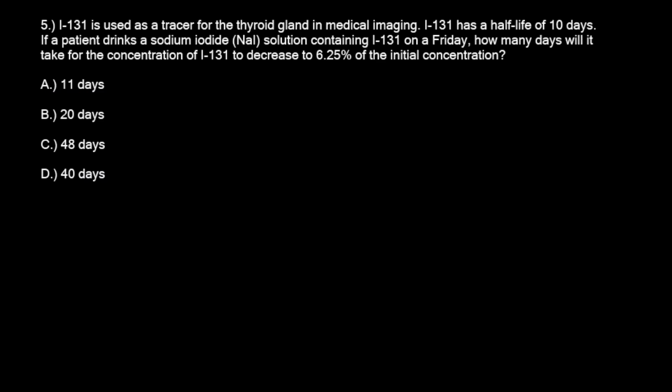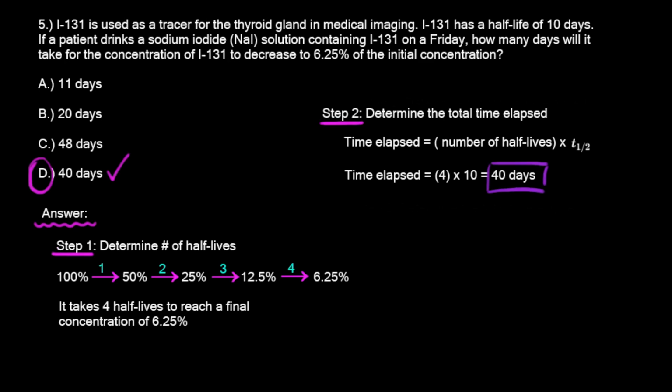The final question says I-131 is used as a tracer for the thyroid gland in medical imaging. I-131 has a half-life of 10 days. If a patient drinks a sodium iodide solution containing I-131 on a Friday, how many days will it take for the concentration of I-131 to decrease to 6.25% of the initial concentration? Is it 11 days, 20 days, 48 days, or 40 days?